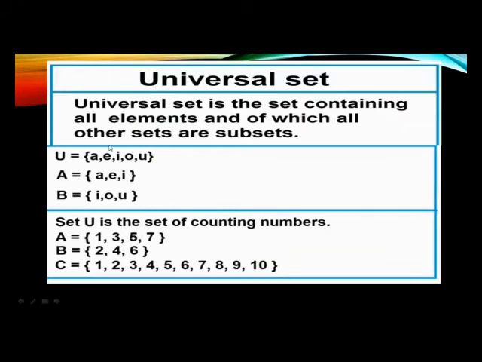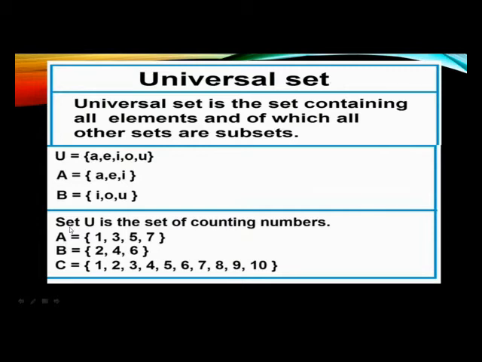Next is universal set. According to the definition, a universal set is the set containing all elements, of which all other sets are subsets. If we have U, it has A, E, I, O, U, all vowels, and sets A and B. Set A has A, E, I, and all elements of set A are present in the universal set. Set B has I, O, U, and all elements of set B are given in the universal set. So A and B are subsets of the universal set.